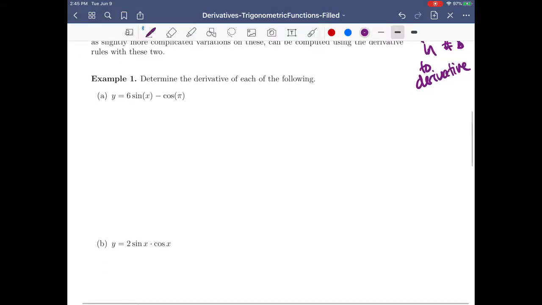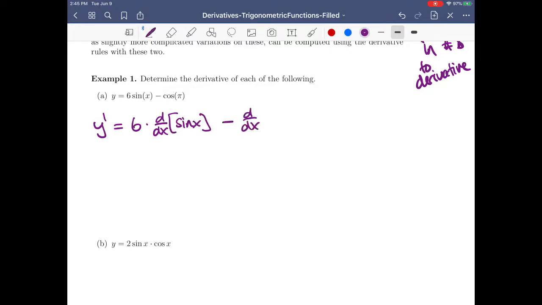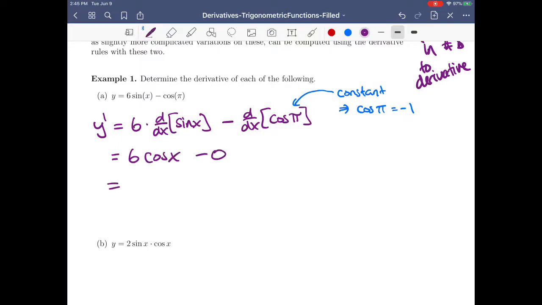Let's say I want the derivative of 6 sine x minus cosine of pi. The other rules tell me that I can pull out the 6 and take the derivative of sine x and subtract the derivative of cos of pi. Now cosine of pi is a constant; in fact, it's negative 1. So that derivative is 0, and the derivative of sine is cosine x. So I get 6 cosine x minus 0, or 6 cosine x for my derivative here.